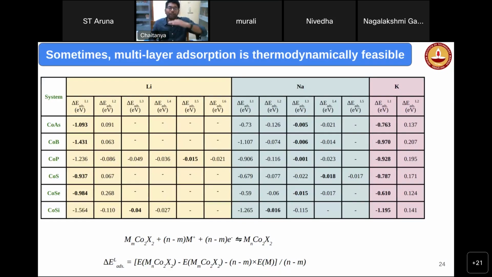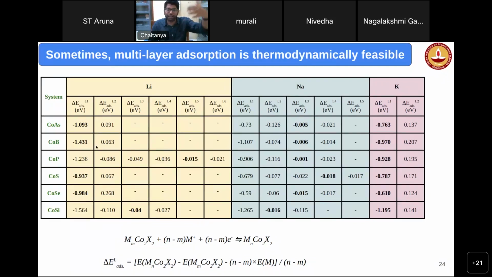For example, when you are trying to increase the number of metal atoms, you obviously know that if the first layer is absorbing strongly, for the second layer the absorption energy should decrease. You cannot continuously have more and more. If you see a more negative absorption energy going from the third layer to the fourth layer, that essentially means some agglomeration is happening. There are some bonds between the sodium atoms. For this reason, we will not be considering such scenarios.